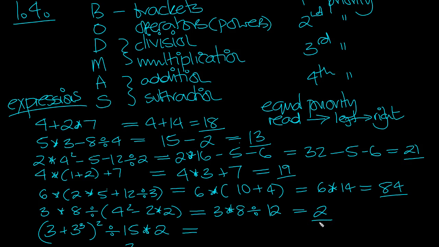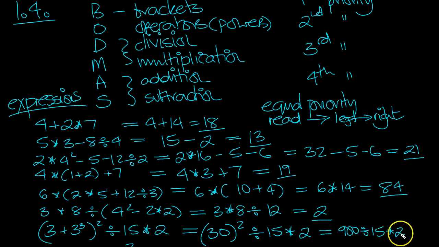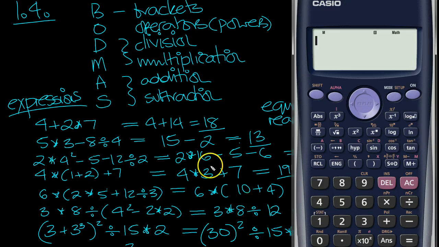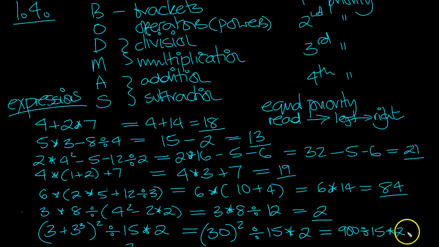Okay, next one. We've got a bracket, so let's do that first. 3 cubed is 27, plus 3 is 30. So that bracket squared divided by 15 times by 2. 30 squared is 900. So it's 900 divided by 15 times 2. Equal priority, so 900 divided by 15 then is 60. So 60 times 2 is 120, so we can write that down straight away.